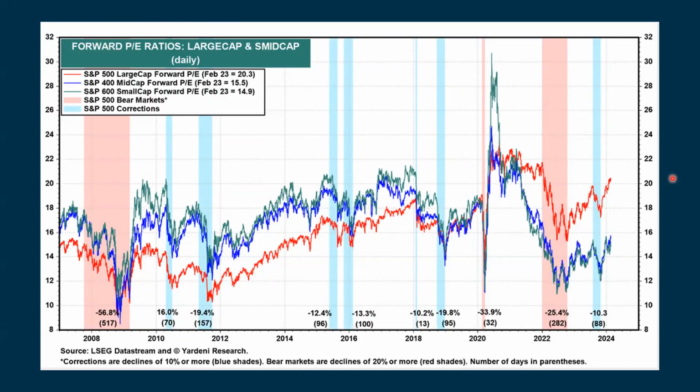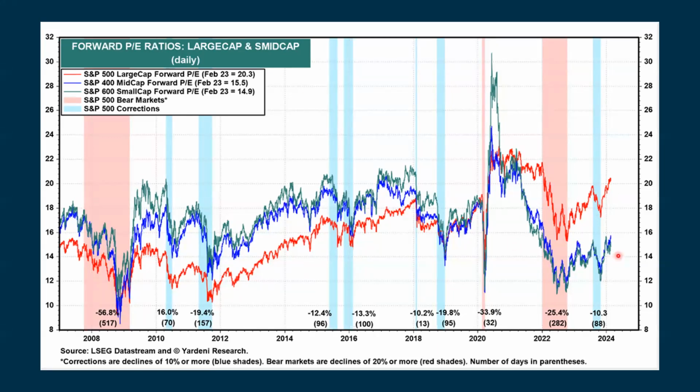They look forward. What are forward earnings looking like? Well, we can also do PE ratios based on analyst projections and forecasts. The red line here is the S&P 500. And as of Friday's close, the current PE ratio looking forward is 20.3. All right, so we're getting a little bit expensive in that category.